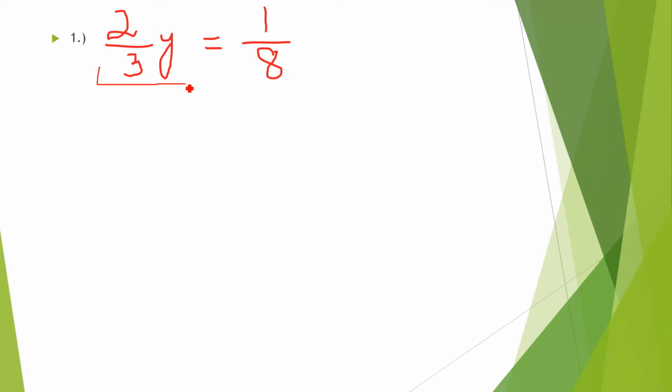So this is called the left hand side of the equation. This is the right hand side of the equation. And the same process means same thing. You have to find out the value of y, the variable. And you can have any letter for variable just like x, y, z, a, b, c or whatever you like, right? So again, we will start this type of linear equation. 2 over 3, 2 divided by 3, y is equal to 1 over 8.